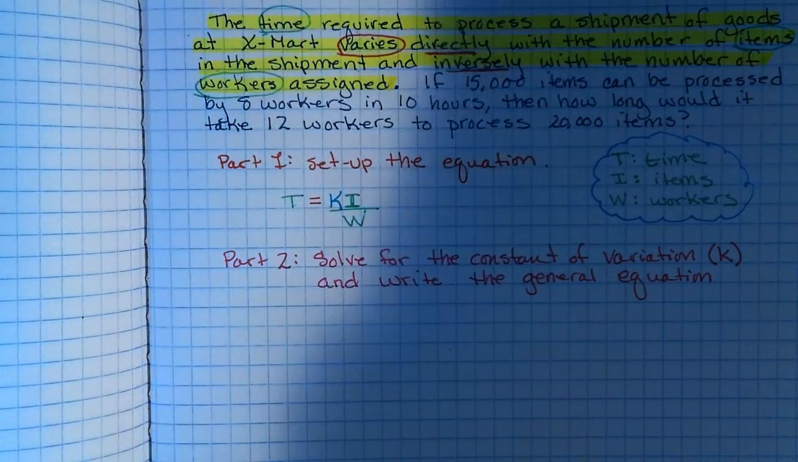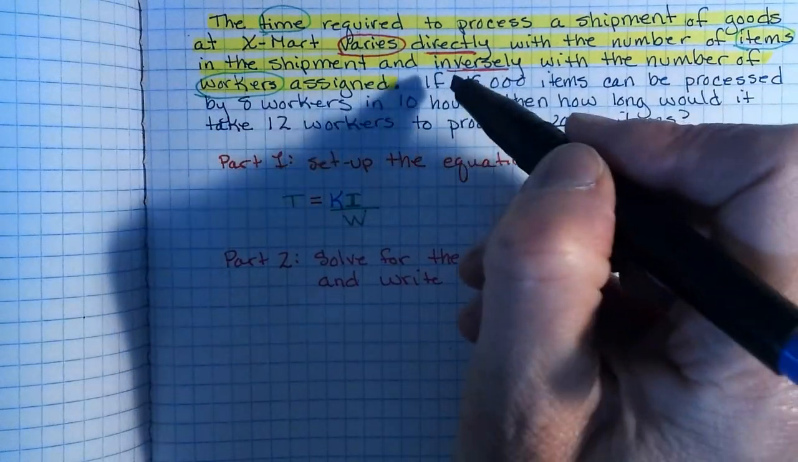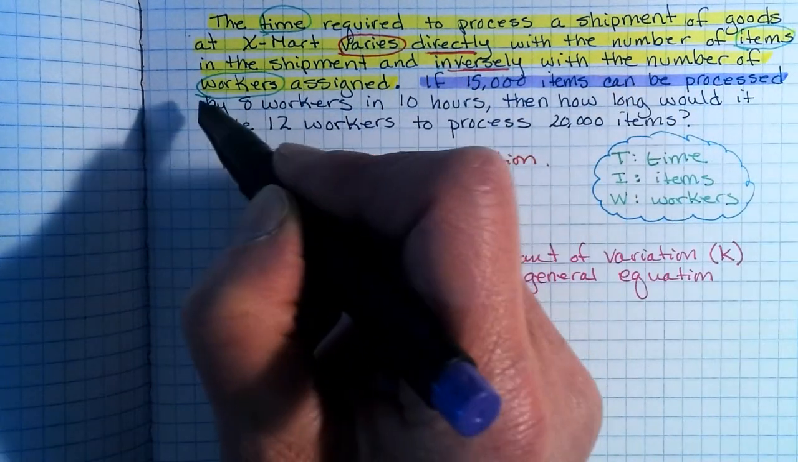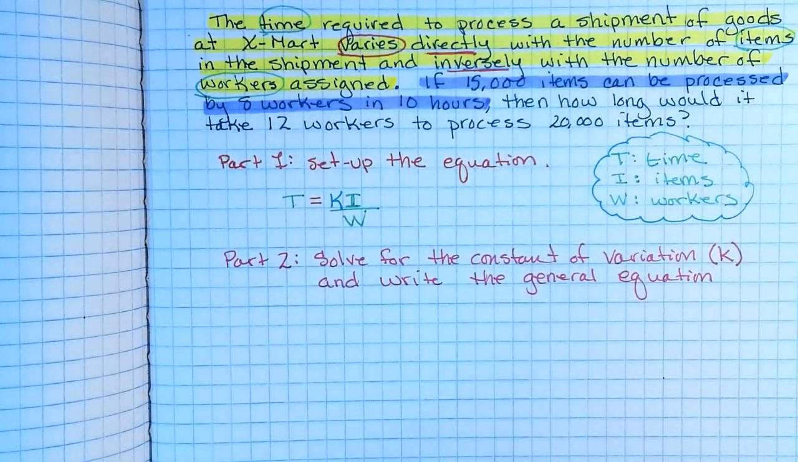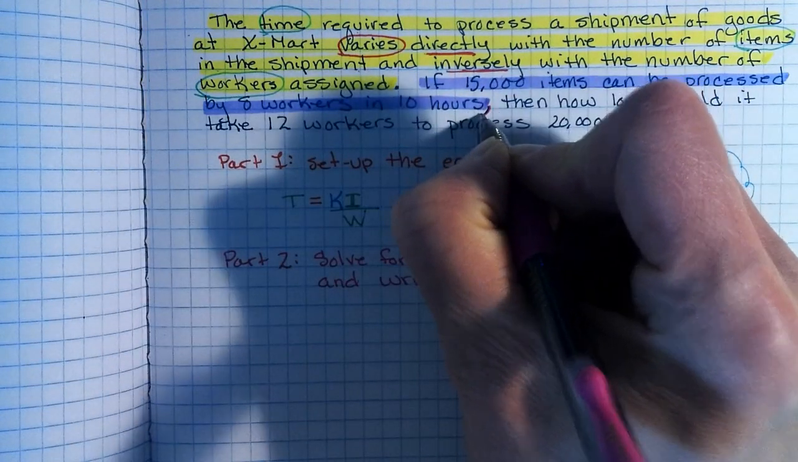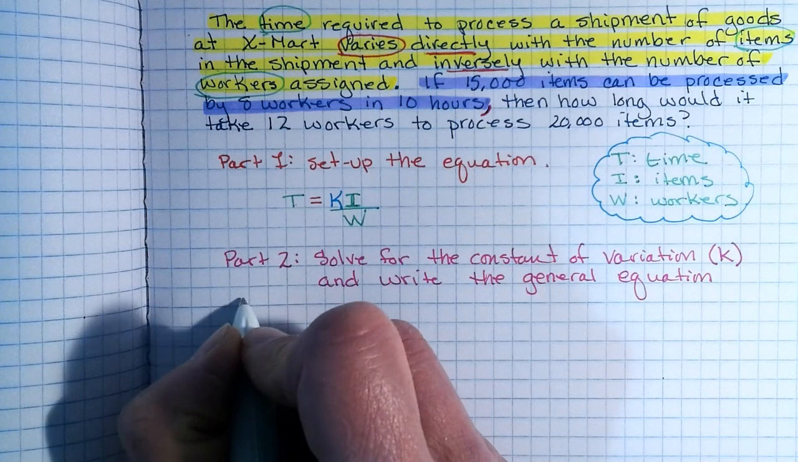So, another highlighter. This is the second part. If 15,000 items can be processed by 8 workers in 10 hours. I'm going to stop there. Notice there's a comma. Okay? So that's usually a good clue. So let me write down what I know.